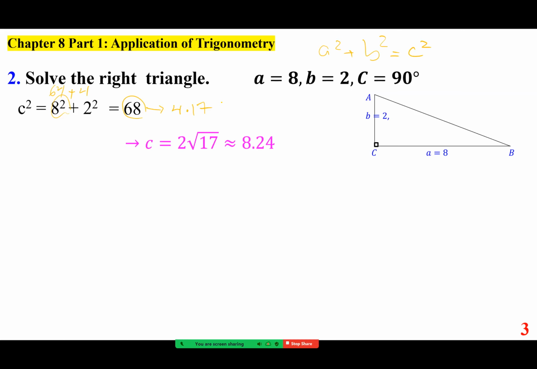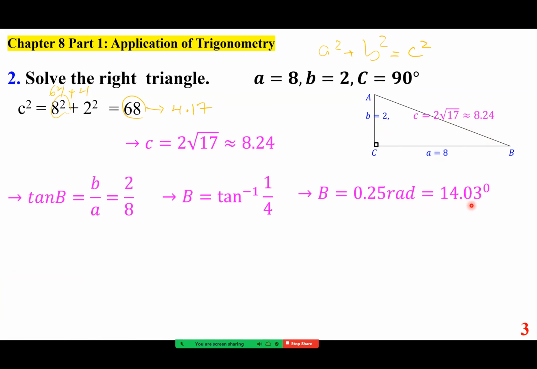So one angle is known to be 90 degrees. The other ones we can find many, many different ways. For example, tan of B is the opposite, b, over the adjacent, a, 2 over 8, or 1/4. Therefore, B is the tan inverse of 1/4. Using a calculator, we get 0.25 radians or 14.03 degrees.